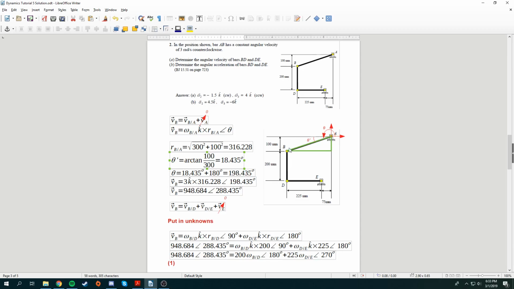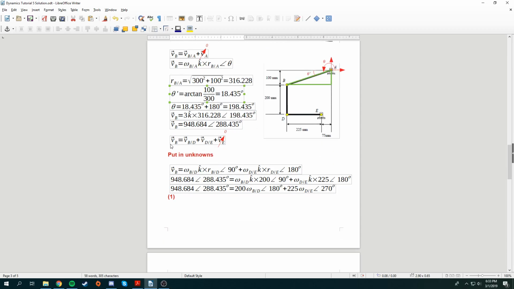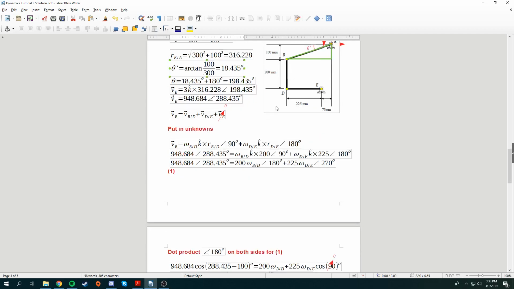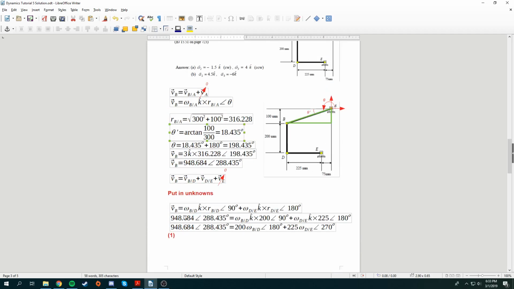Now, what I'm trying to do is I want to find velocity of B with respect to E. Velocity of B with respect to E can be found by VB equals VB from D plus VD from E plus VE. Because we know that VE is a fixed point, it's not moving at all, so it goes to 0. Similarly for the VA. Okay? Same, just put in whatever you know already, and find out what are your unknowns.